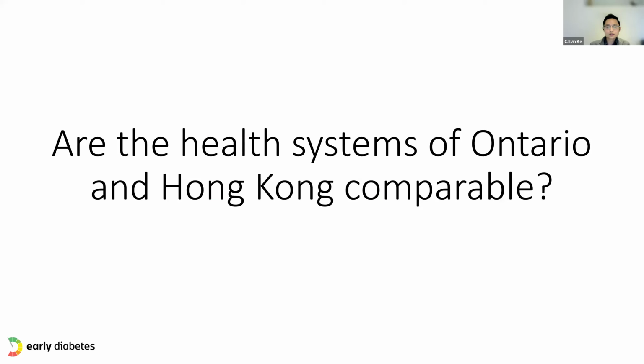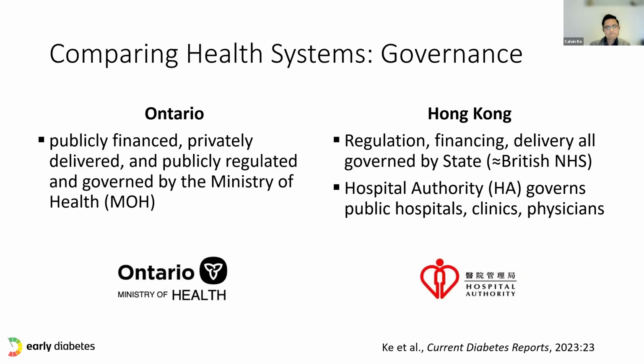And so, a place like this is very different from Ontario in many ways. And so, are these systems really comparable? Well, they are in some ways, but there are also other differences.